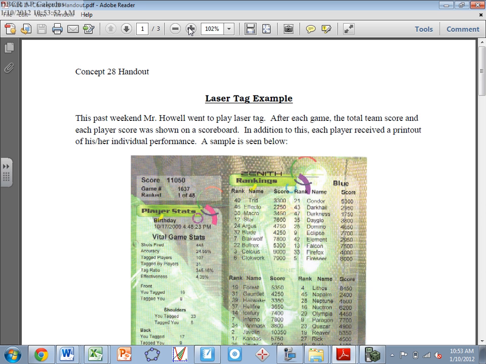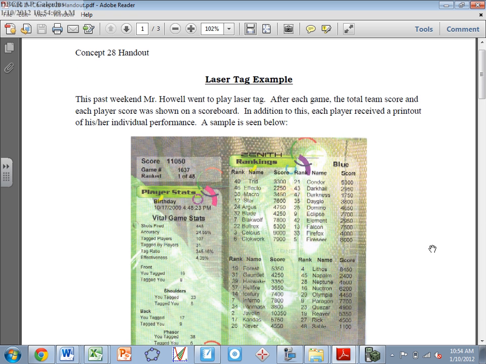2 years ago, it was my first year teaching here, and I went with a few friends. There were a few other teachers there too, like Mr. Amin and Ms. Kane, I think, and somebody else. Now, when we went, here's what happened. We were playing, and every time we played, we got a scorecard. And this is a sample of one of our scorecards, okay?